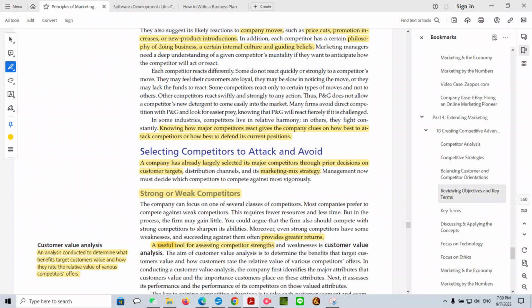Now, when we have weaknesses, it depends on what we mean by weaknesses. It could be comparable to our competition, or it could be just that we don't have the competency or the capacity. In terms of customer value analysis, the aim is to determine the benefits of the target customer value and how customers rate the relative value of various competitors' offers.